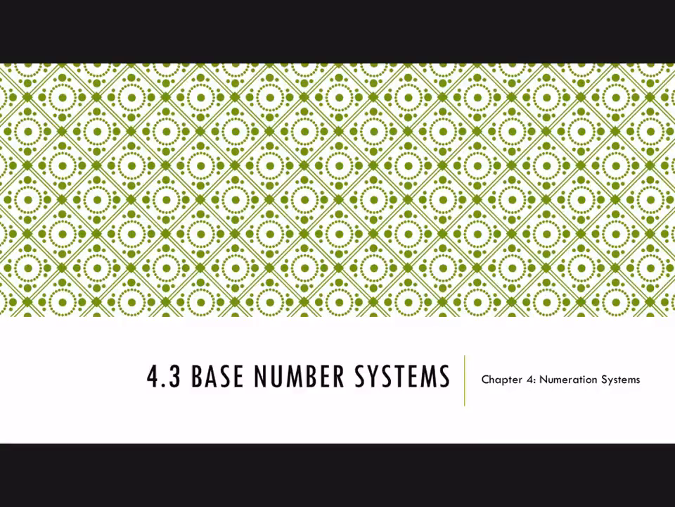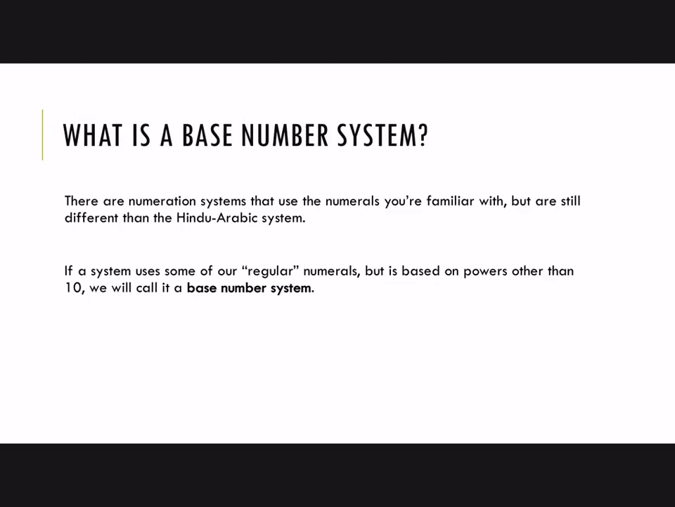The next topic we're going to discuss is base number systems. This is section 4.3 from the textbook Math in Our World. So what is a base number system? These are numeration systems that use Hindu-Arabic numerals but use a different base than the Hindu-Arabic system.